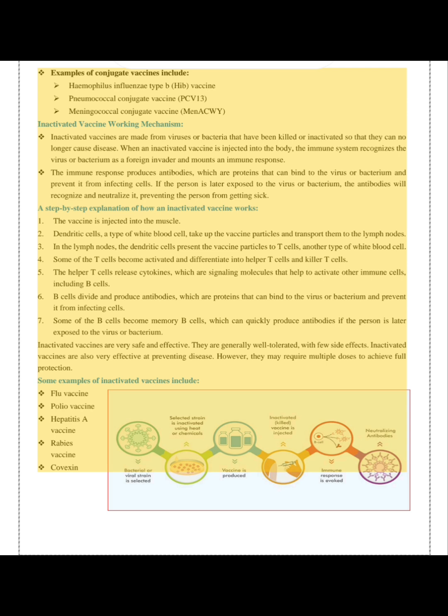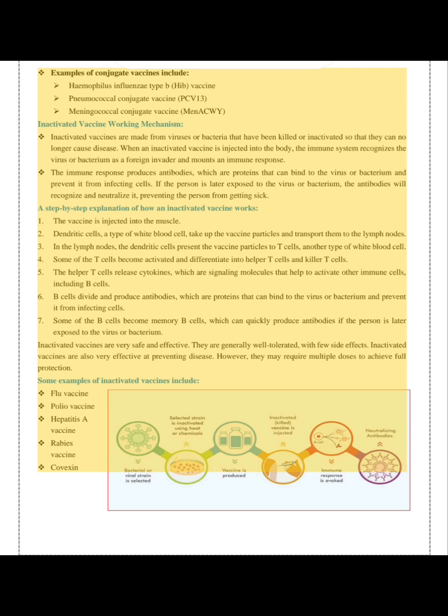Inactivated vaccine working mechanism. Inactivated vaccines are made from viruses or bacteria that have been killed or inactivated so that they can no longer cause disease. When an inactivated vaccine is injected into the body, the immune system recognizes the virus or bacterium as a foreign invader and mounts an immune response. The immune response produces antibodies, which are proteins that can bind to the virus or bacterium and prevent it from infecting cells. If the person is later exposed to the virus or bacterium, the antibodies will recognize and neutralize it, preventing the person from getting sick.